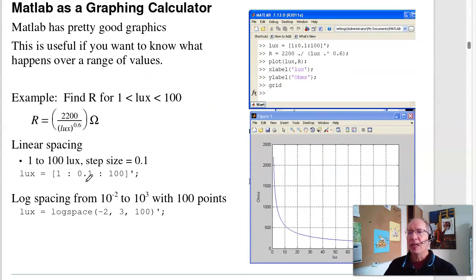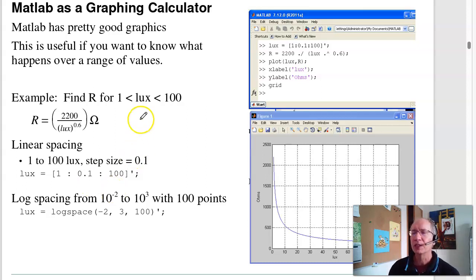Now, MATLAB has really good graphics as well. What graphs do is, if I know the actual value of the lux, I can calculate R and V. Suppose I don't know. I just know that the lux is going to go somewhere between 0 and 100. 100 lux is basically room light, 0 lux is pitch black. What's the resistance as lux varies between, say, 1 and 100?